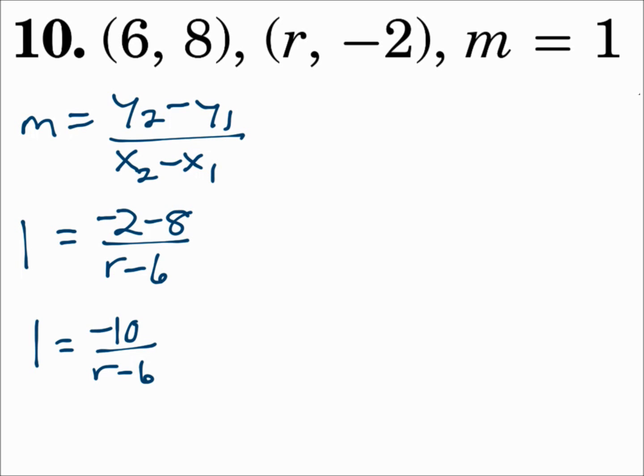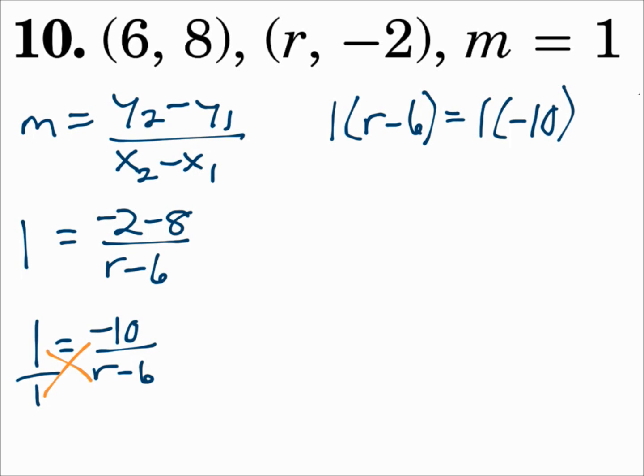And now let's put the slope over 1 to make it a fraction, and we can cross multiply. Whenever one fraction equals another fraction, remember, you can just cross multiply. We'll do 1 times r minus 6 equals 1 times negative 10. Notice r minus 6 is in parentheses because it's 1 times the whole thing. Well, 1 times r minus 6 is just r minus 6, and 1 times negative 10 is negative 10.